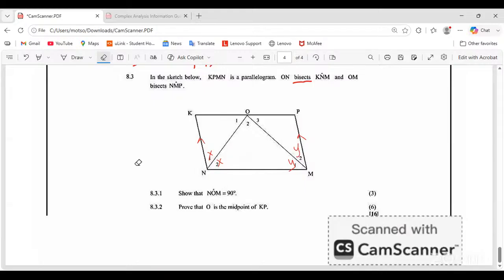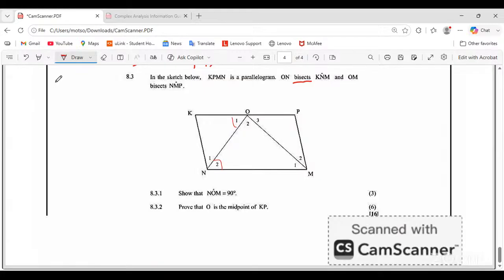There we go. Fine. Now, let's go to the next question, 8.3.2. They are requiring us to prove that O is the midpoint of KP. Now, how are we going to prove that O is the midpoint of KP? This is what we will do. N2 is equal to O1, isn't it? Yes, that's true. Let me erase this axis of mine here.